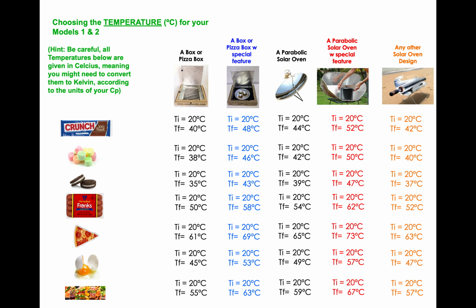The next that you're going to get is the temperature for models 1 and 2. The temperature will be determined by the food that you chose and the type of solar oven that you have made. So, for example, if you use a box or a pizza box, this is the column for it. If you use a box or a pizza box with a special feature, you will use these ones. A parabolic solar oven, these ones. And if you use a parabolic solar oven with a special feature, you use this one. If you have a very different type from these 4, use this column, any other type, and according to the food.